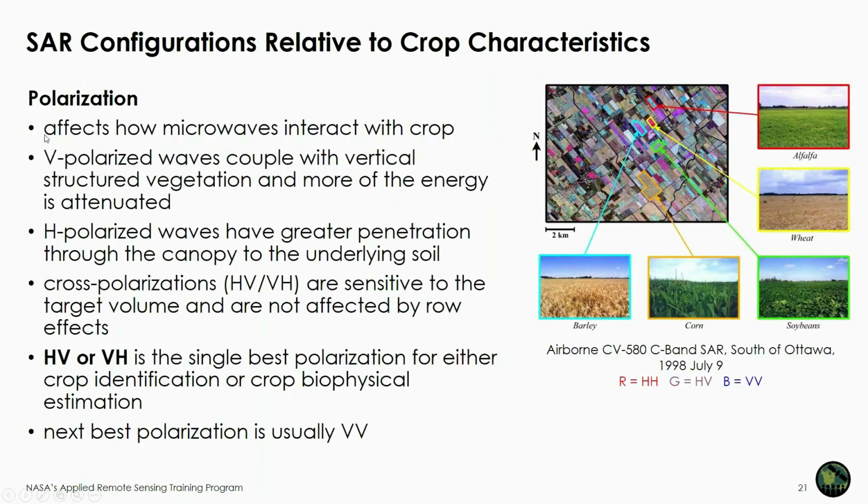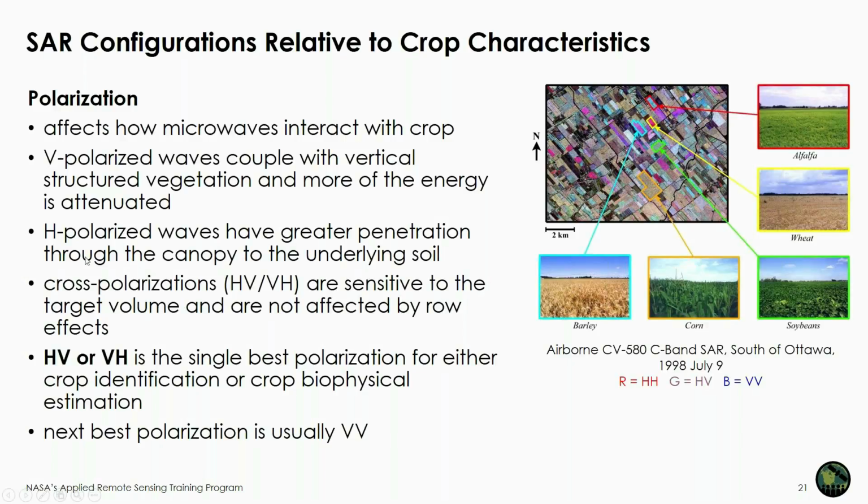In terms of polarization, polarization affects how the microwaves interact with the crop canopy. Vertically polarized waves tend to couple more with vertically polarized vegetation, and more energy tends to be attenuated at vertical polarizations. With horizontal polarizations in general, we see a greater penetration through the crop canopy and interaction with the soil surface.